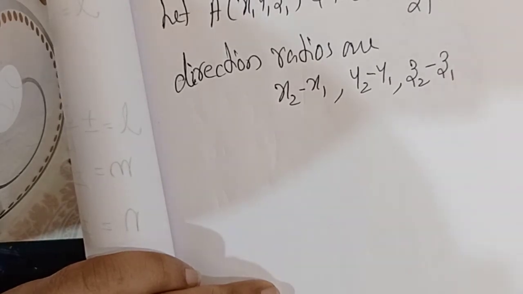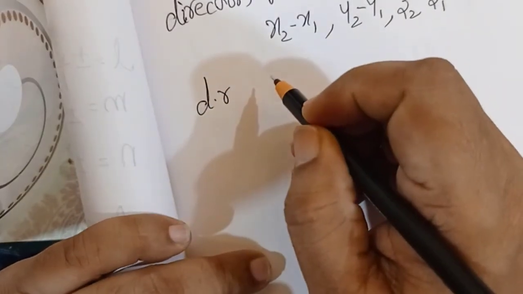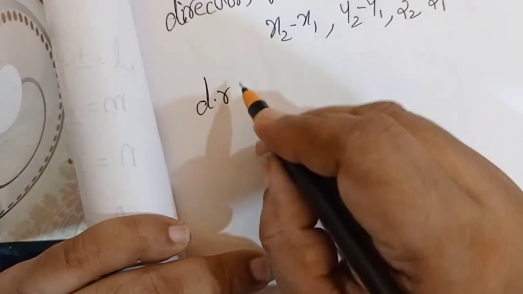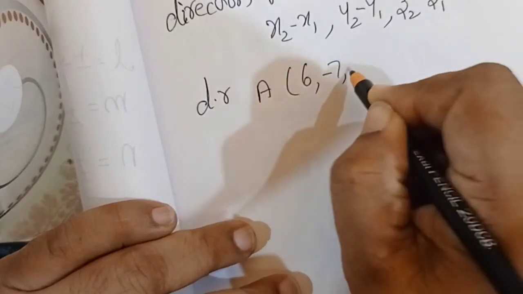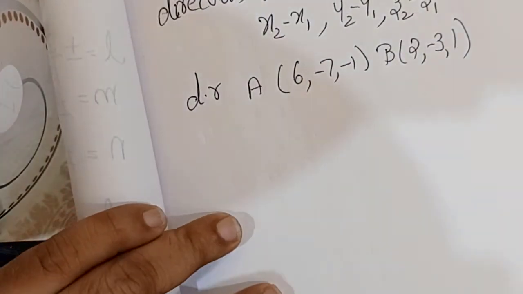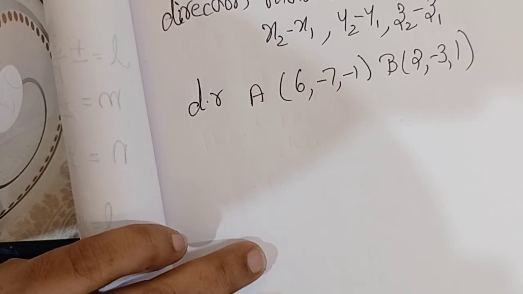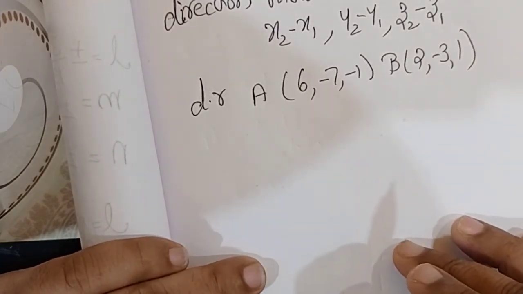Write the question. Find the direction ratio of a line that passes through the points A(6, -7, -1) and B(2, -3, 1). Also find the direction cosine.